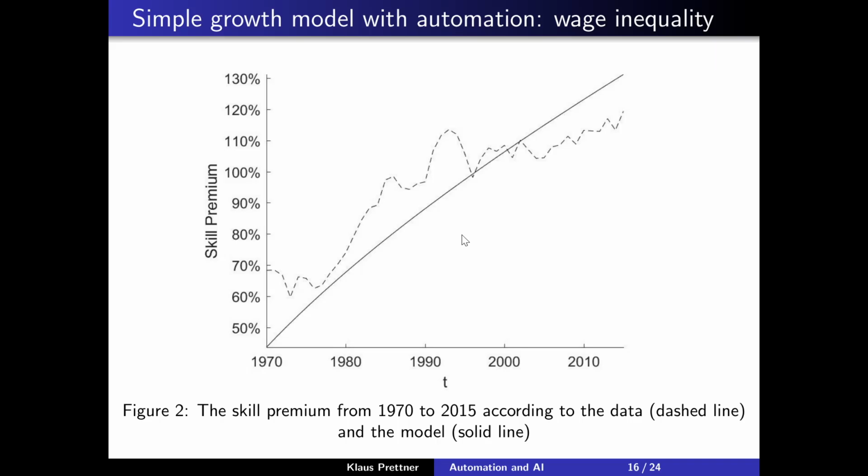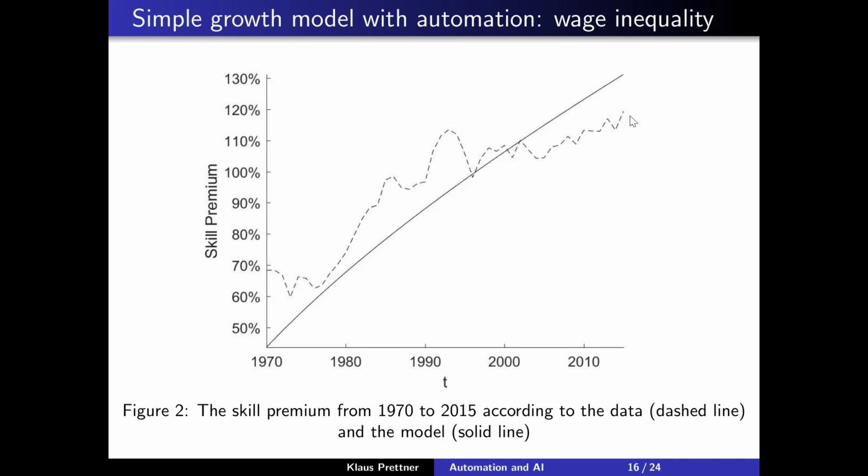How does this square with the empirical evidence? Now, what we have here is the US data in terms of the skill premium. That's the dashed line here. We observed that the skill premium was basically, in the notation that we had on the previous slide, 1.7. So that means that the wages of high-skilled workers are 70% higher than the wages of low-skilled workers in the 1970s. Then until the 1980s, not much changed, but since then, the skill premium has increased quite strongly.